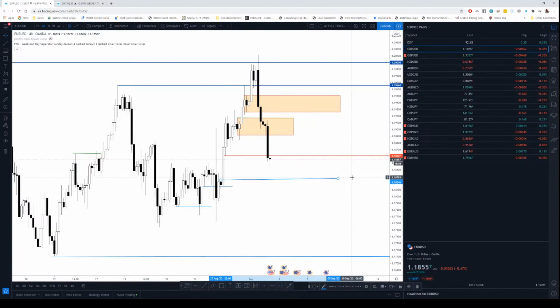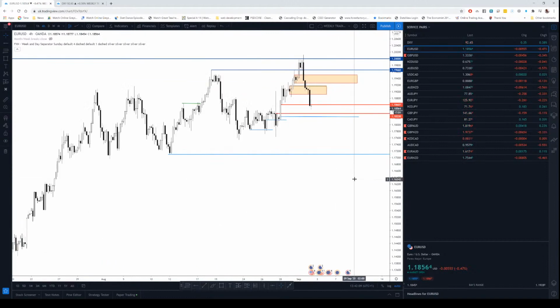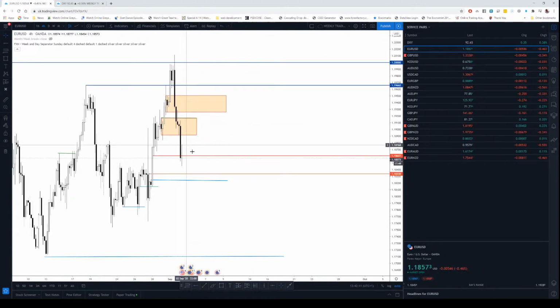So in here, again, ignore this wick. The opening price of this candle, that one, I'll be looking at how price will react when price gets there. Why that candle? Because that candle is not a normal candle.